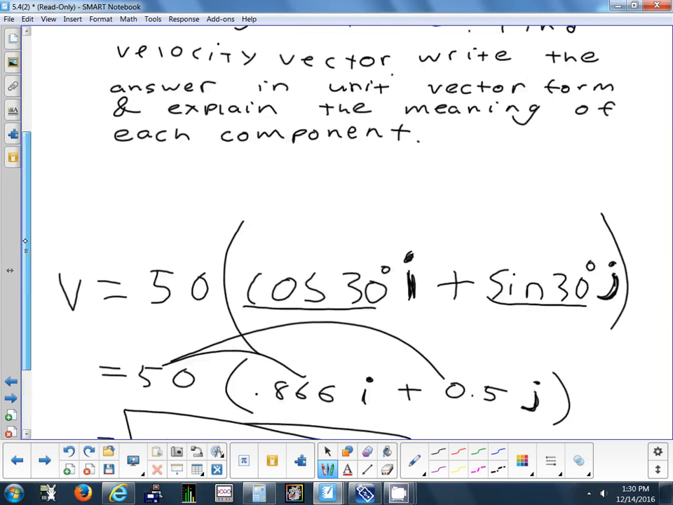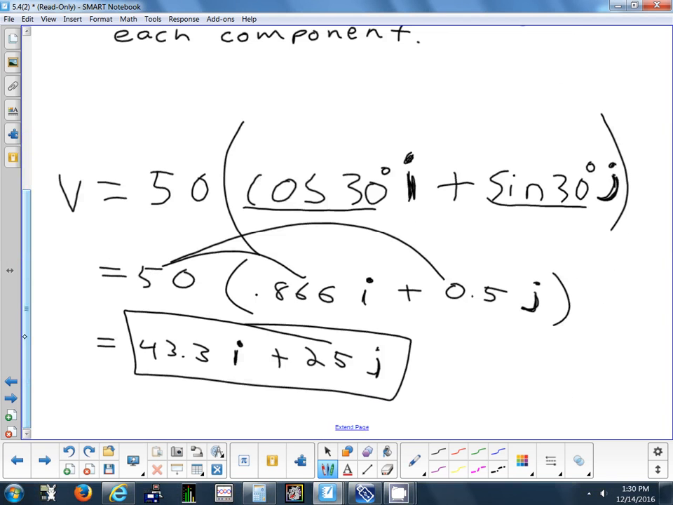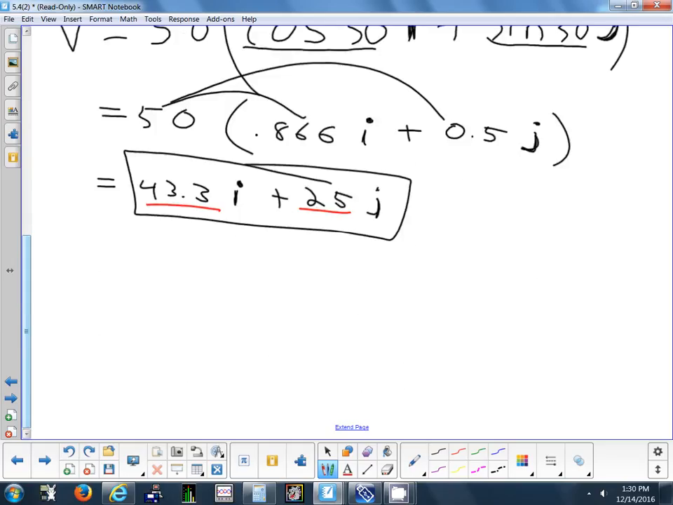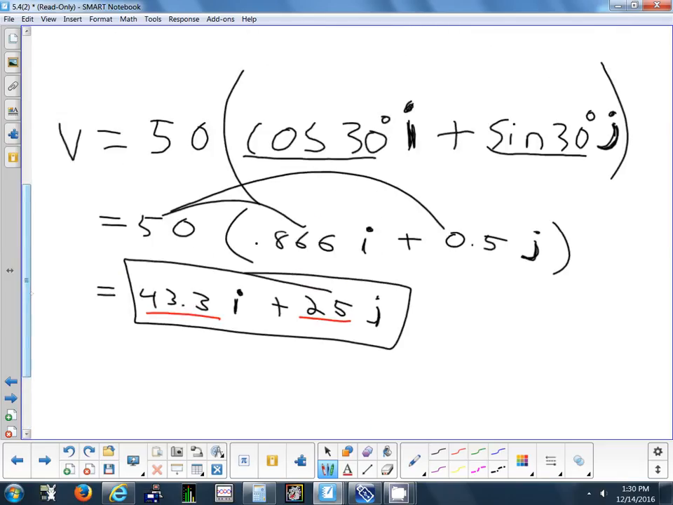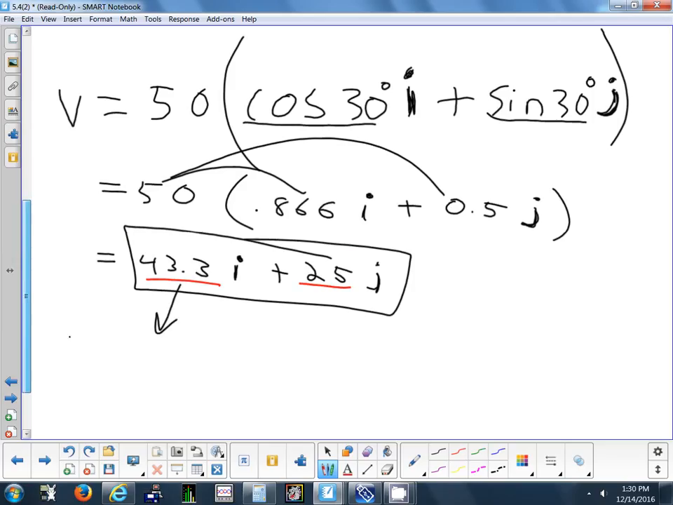Now, the last part of the direction said explain the meaning of that number and that number. And I tried to give you a hint earlier when I asked you about the object traveling. So does anybody know what this 43.3 is? Okay, remember, this is all velocities. But the 43.3 is a special velocity for this object. It's how far it's moving away from you, like to the right. Not how far it's moving away, how fast. Okay? This is the speed in the horizontal direction.